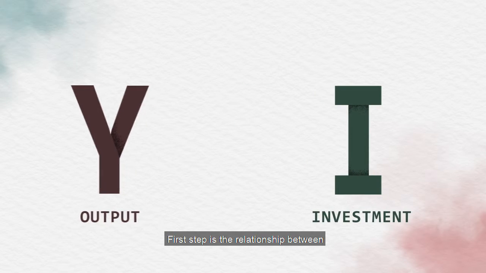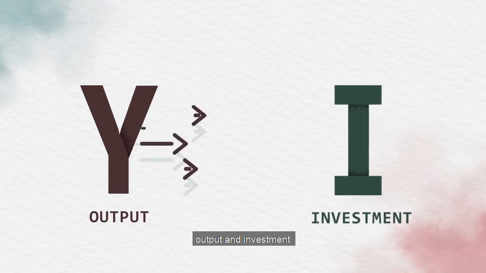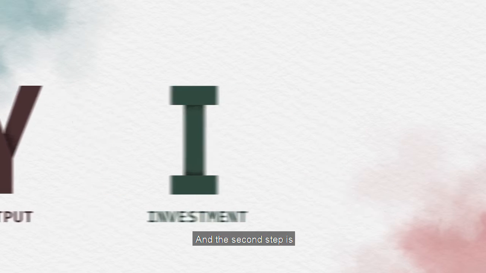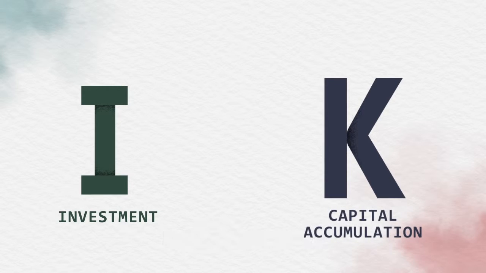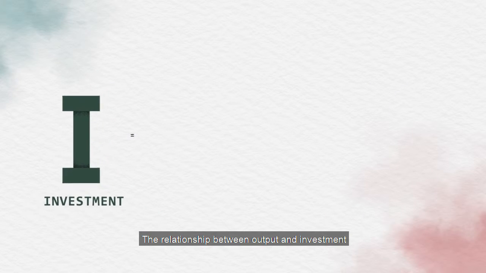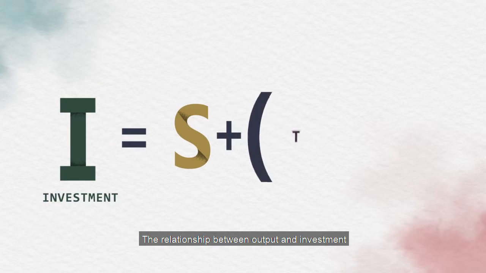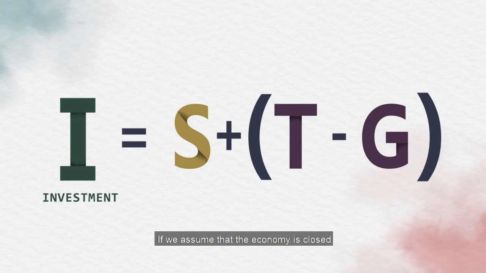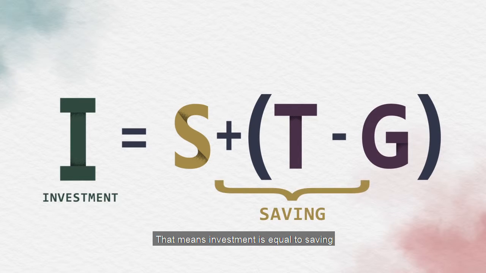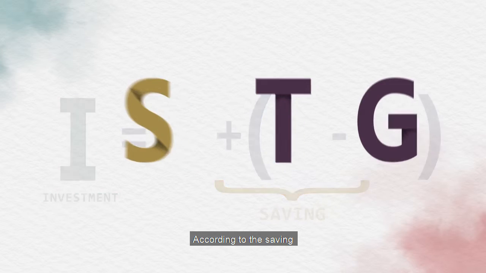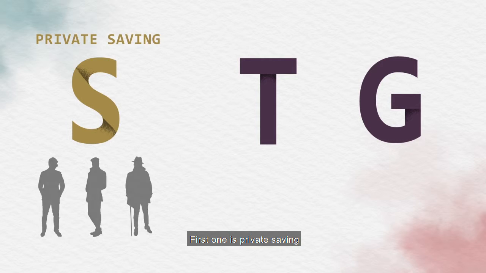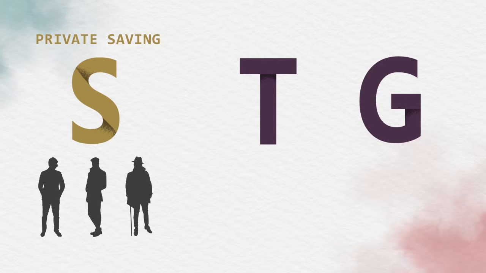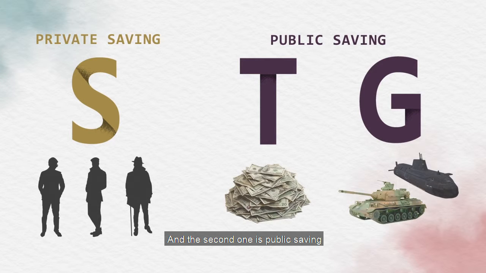The first step is the relationship between output and investment. The second step is investment and capital accumulation. Starting with the relationship between output and investment: if we assume that the economy is closed, that means investment is equal to savings. We can separate savings into two categories. The first is private savings, and the second is public savings.